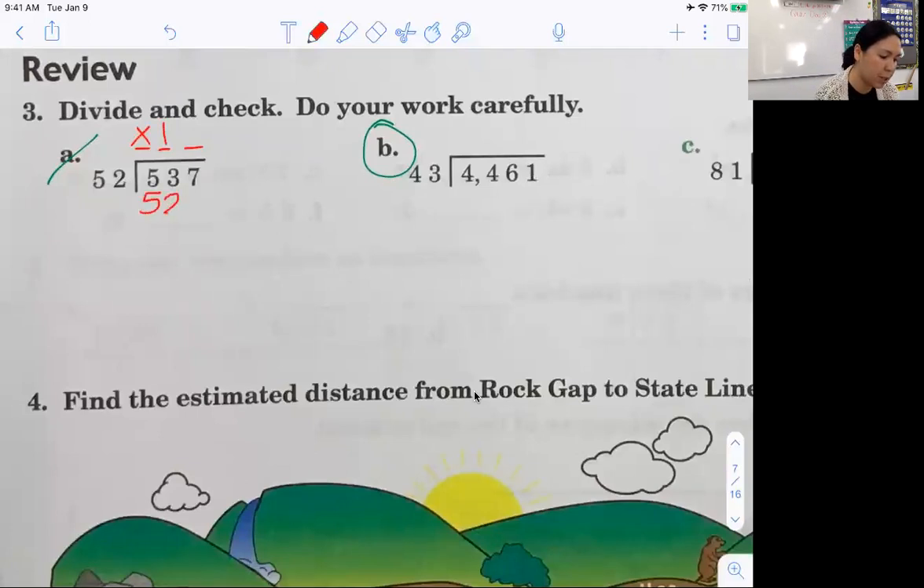So put your 52 underneath. Let's subtract. 3 minus 2 is 1. Bring down my 7. I got 17. Can 52 kids go into 17 desks? No way. So I have to put a 0 on top. It cannot go in. 52 times 0 is 0. And this will become my remainder, guys.